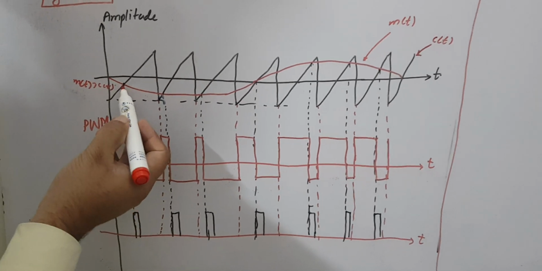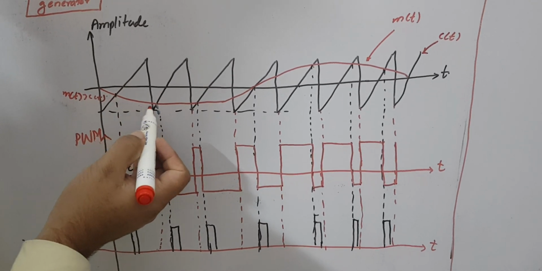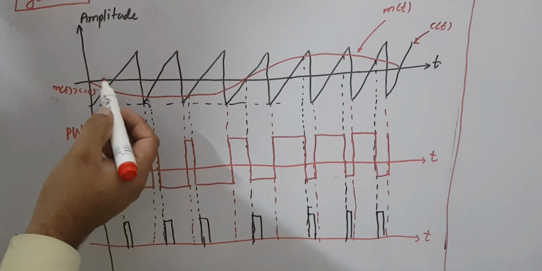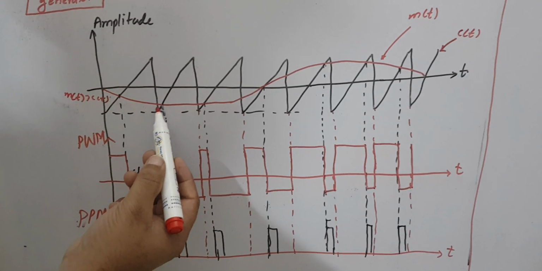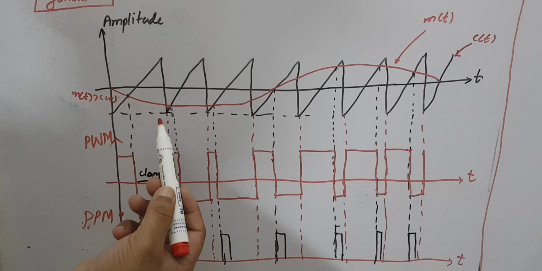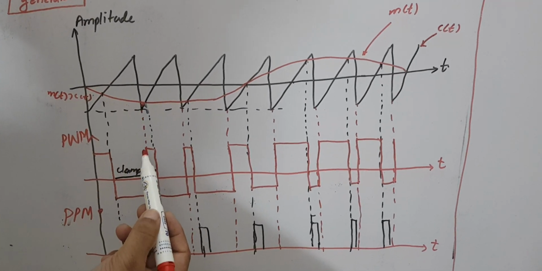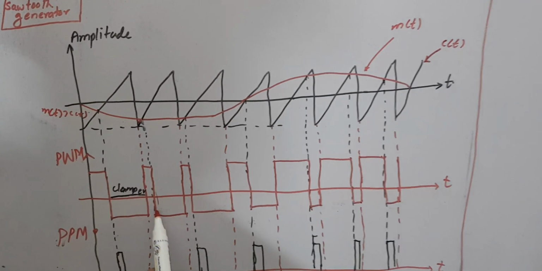But after that, from here, you can see CT is bigger, so MT is lower than CT. It means that the output is negative. Similarly, at this position MT is bigger than CT, so we have positive output from here to there. That is why we are having positive output.